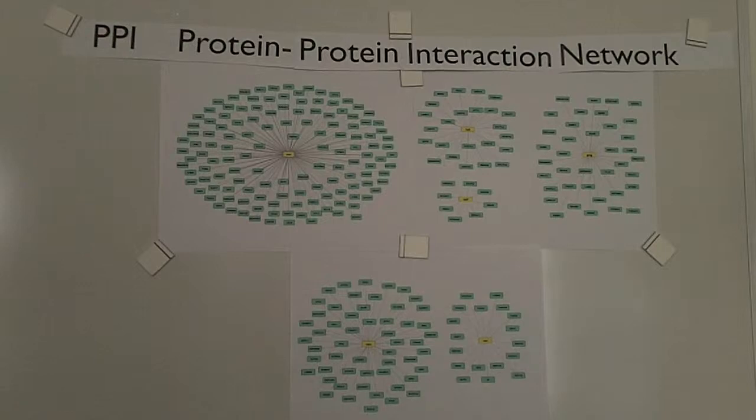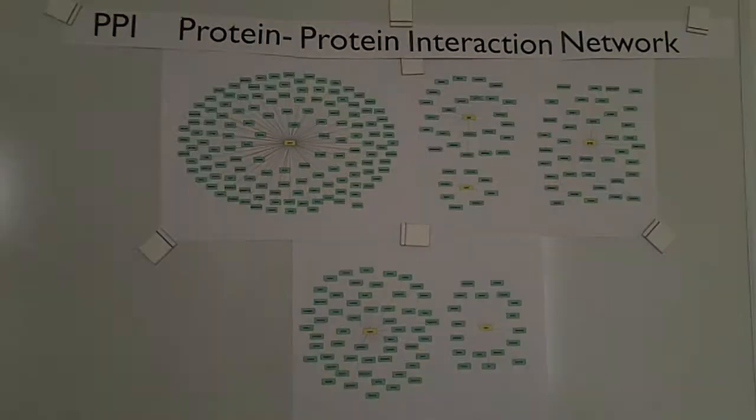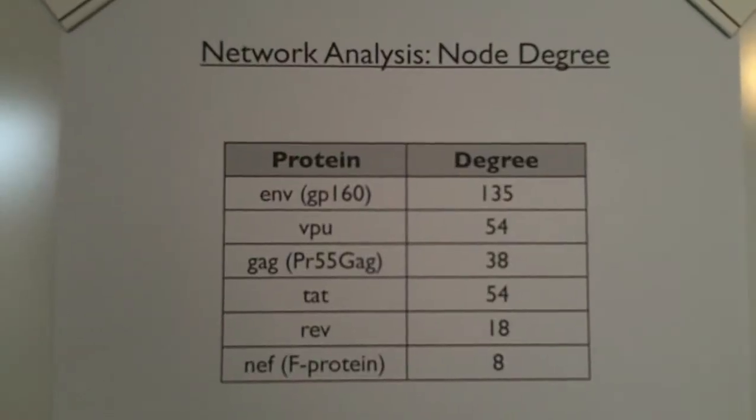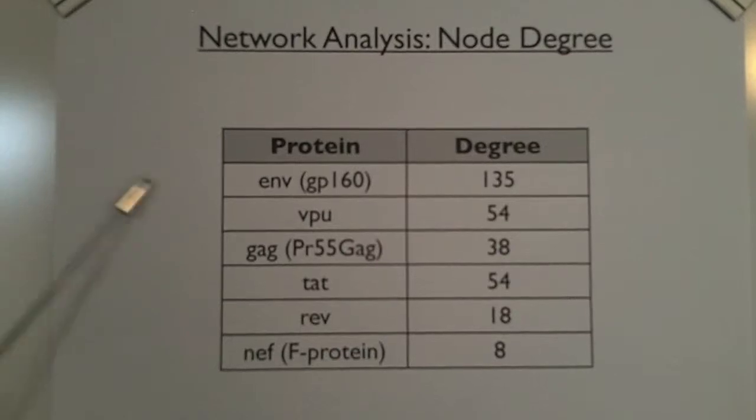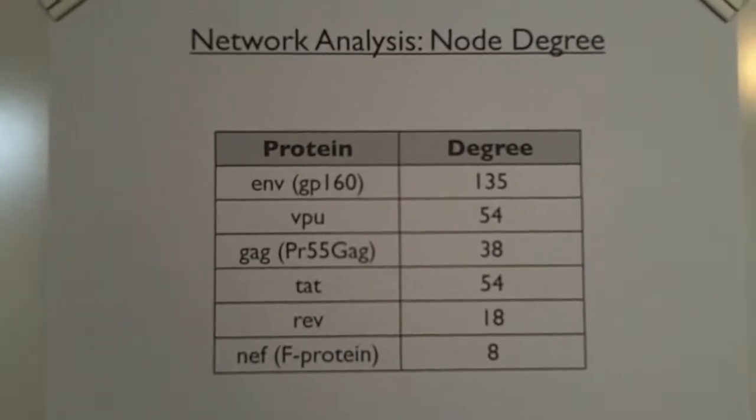By studying these interactions, we can identify disease pathways in key areas to direct pharmacological research. Highly connected hub proteins are more important to virus survival than a protein with a small number of interactions. The nodes with the highest degree are shown in this chart. Note, ENV at 135.